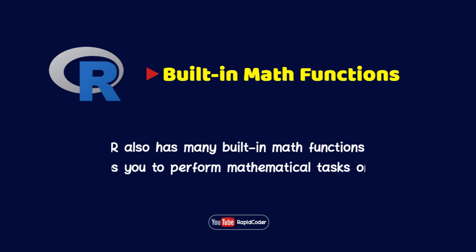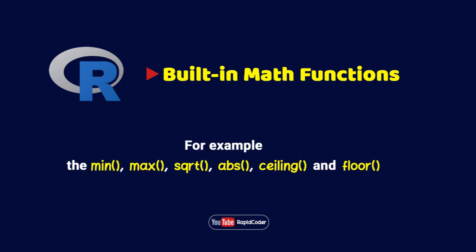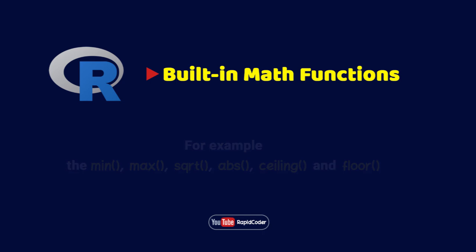R has many built-in math functions that allow you to perform mathematical tasks on numbers. For example, the min function and max function can be used to find the lowest and highest numbers in a set. Or sqrt returns the square root of a number, or abs, the absolute value of a number, and etc. For example, ceiling, floor. I want to introduce some of them here for you.